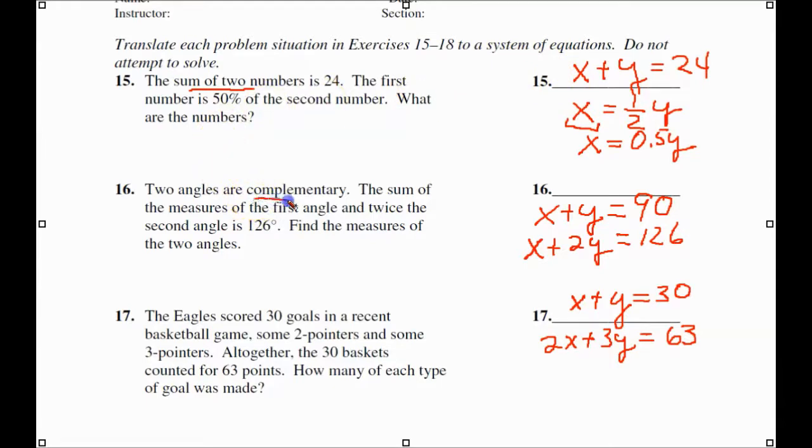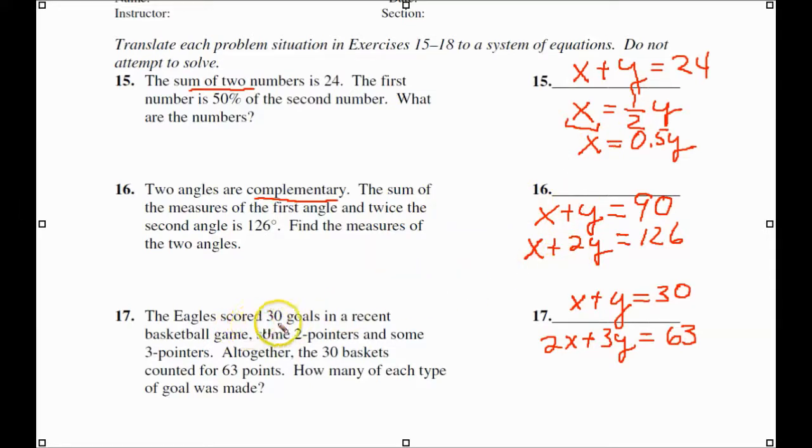For number 16, they're saying angles are complementary. Well, this means that their sum is 90 degrees. If they were supplementary, that would be 180. Now they're saying the first angle plus twice the second angle is 126. So there are equations as systems of equations that we're converting from English into algebra. Now in our next section, we're going to solve these.